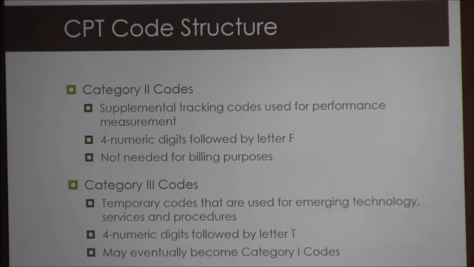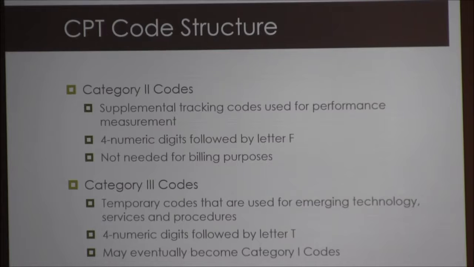There are category 2 codes. Those category 2 codes are tracking codes. They're used for performance measurements. They're not used for billing and coding. They're a 4-digit system that ends with the letter F. And like I said, not used for billing.